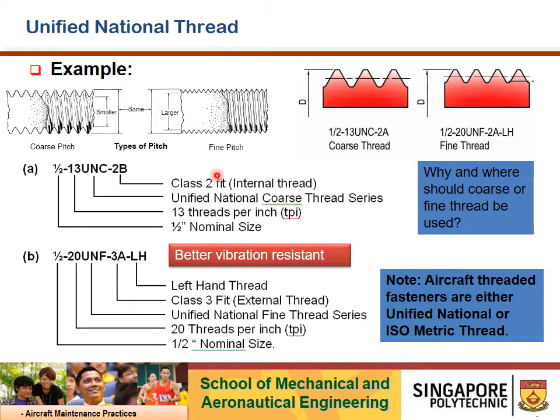So this is a specific part number, okay, half-13 UNC-2B. This represents the type of thread available. So this is a class 2 fit internal thread, and UNC is the Unified National Coarse Thread Series, while UNF is the National Fine Thread Series. So for UNF itself, it has better vibration resistance compared to UNC. So aircraft threaded fasteners are either Unified National or isometric thread, right?